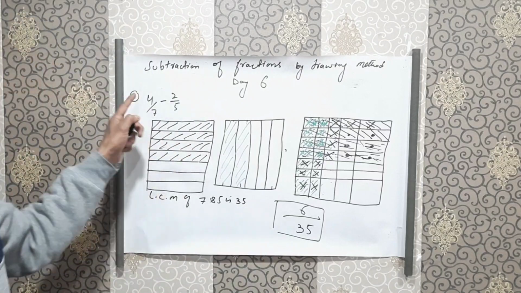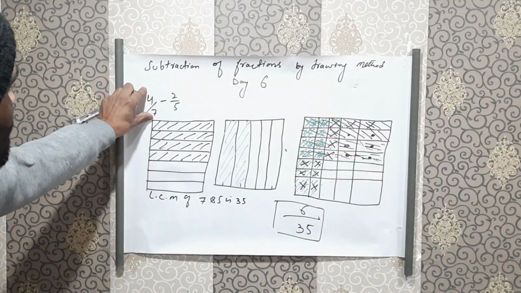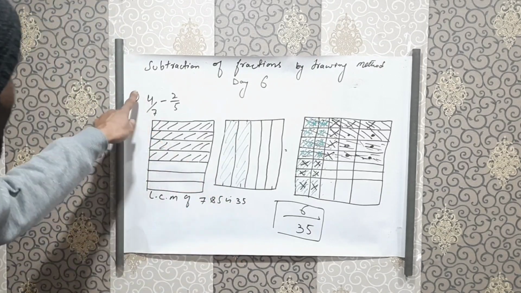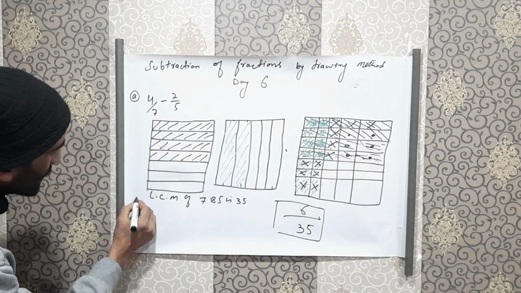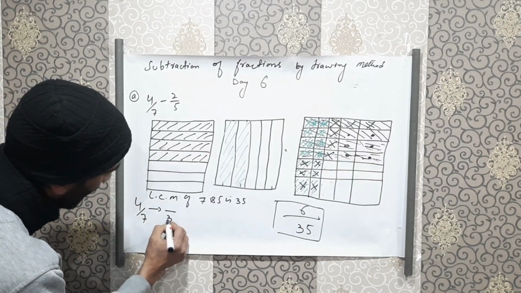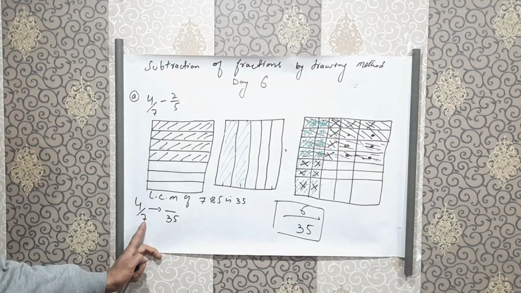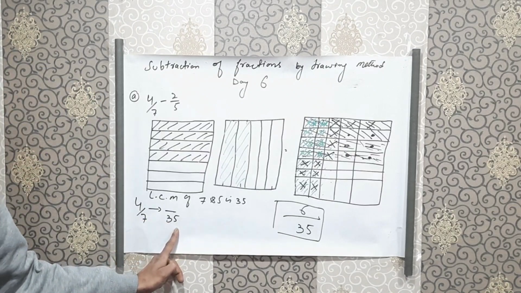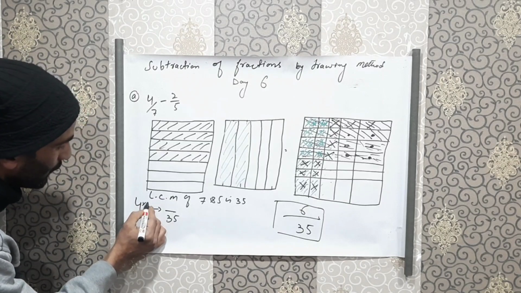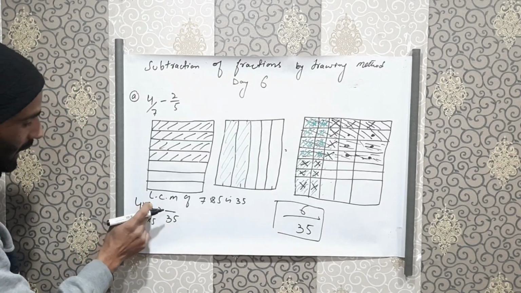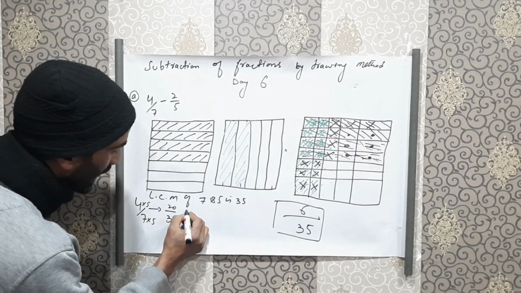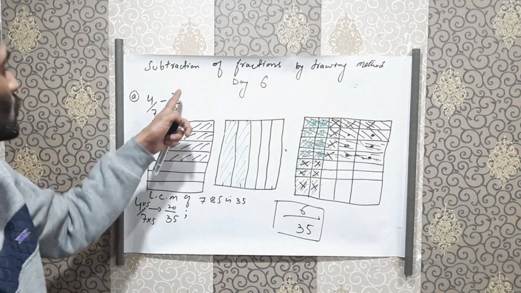Done. Now next, we have to find the equivalent fraction of the first fraction with the LCM as denominator. The first fraction is 4 by 7, and the denominator we have to keep as 35. Now which number do we multiply with 7 so that the product is 35? That is 5. Upside also we will multiply by 5. So 4 fives are 20, 7 fives are 35.